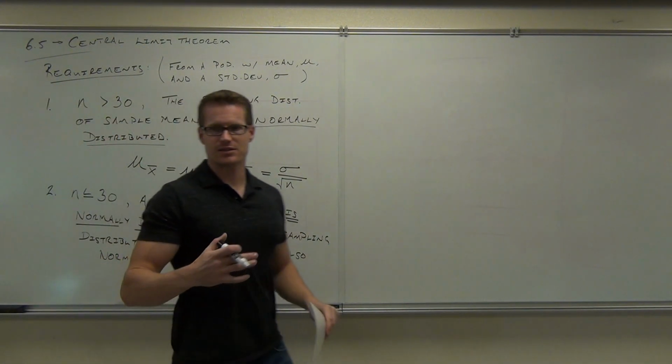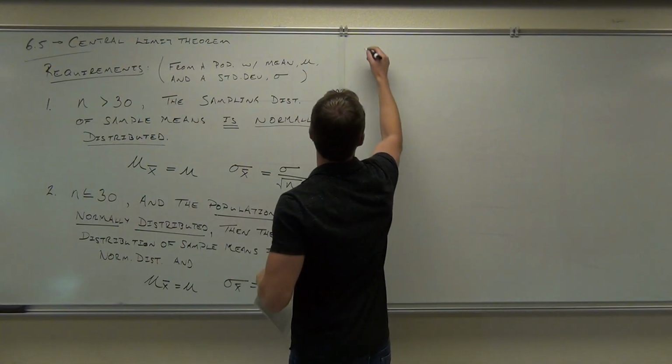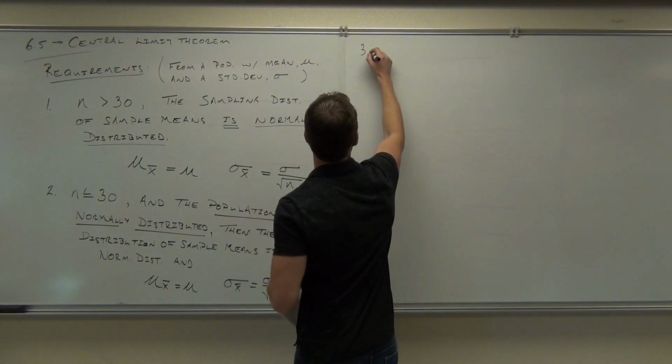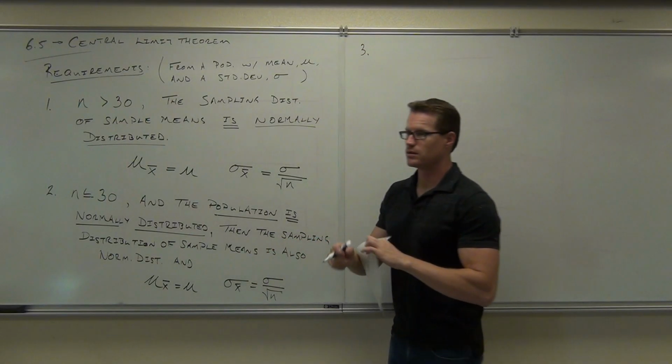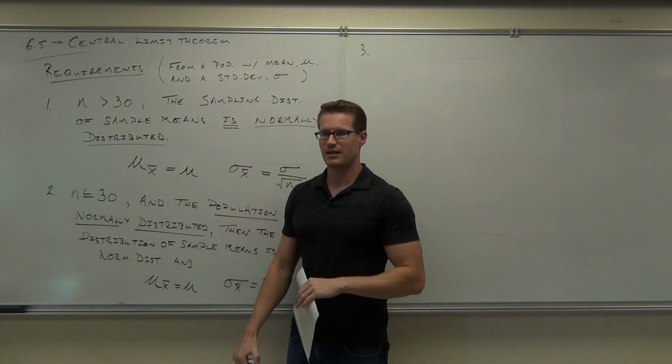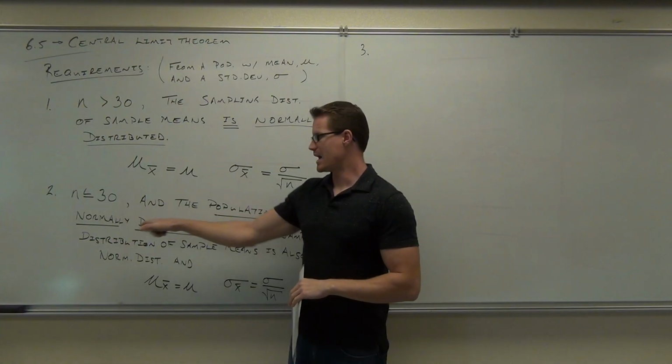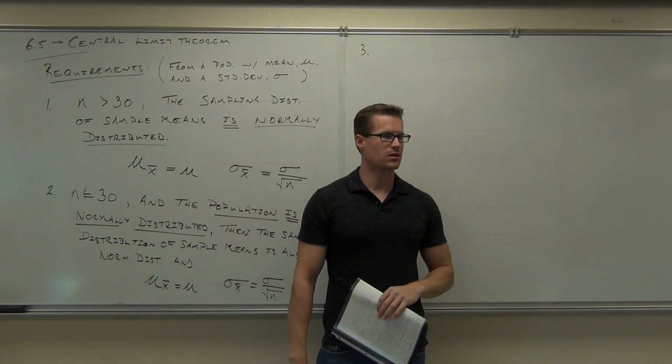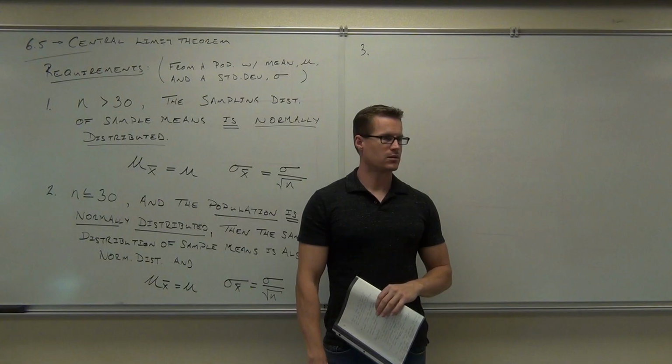Have you thought of the last case? There's a case 3. What's the case 3? I've had n bigger than 30, everything works. I've had n less than or equal to 30, but we have a condition. What's the last case, do you think?